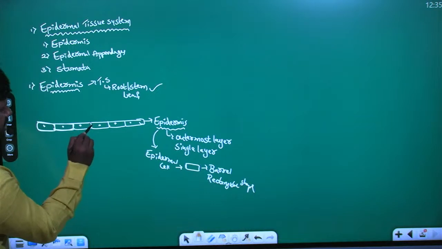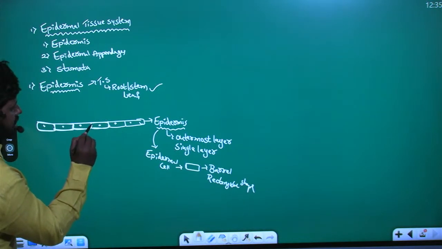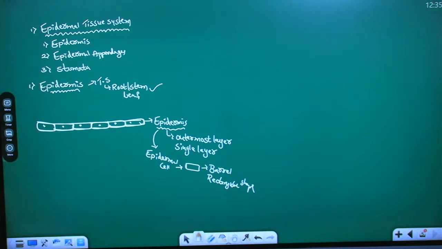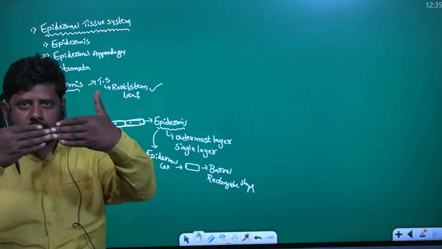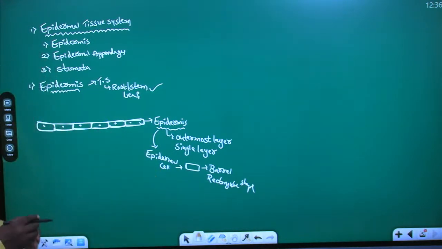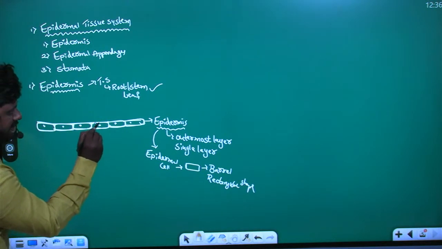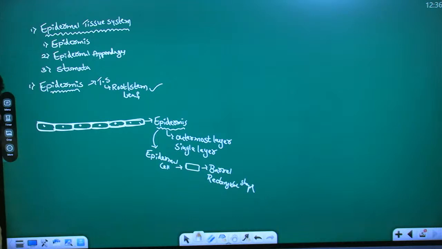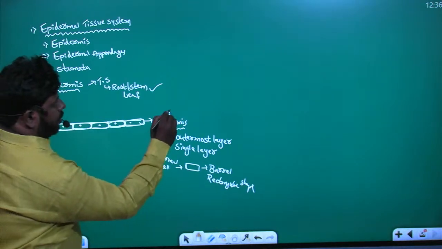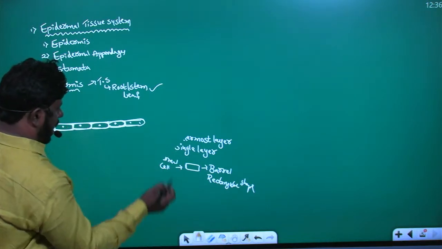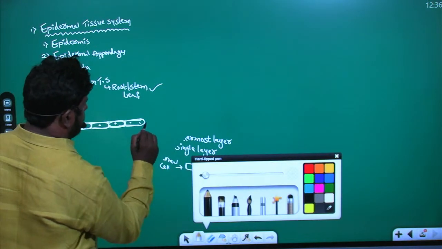So epidermal cells are present in barrel shape or rectangular shape. These cells are arranged very close to each other. Imagine one cell: these cells are arranged very closely and compactly. That's why in epidermis, which one is absent? Intercellular spaces are absent.